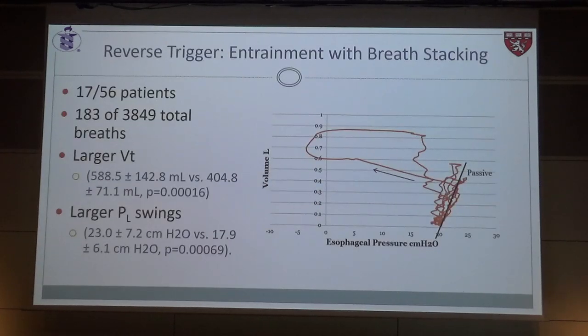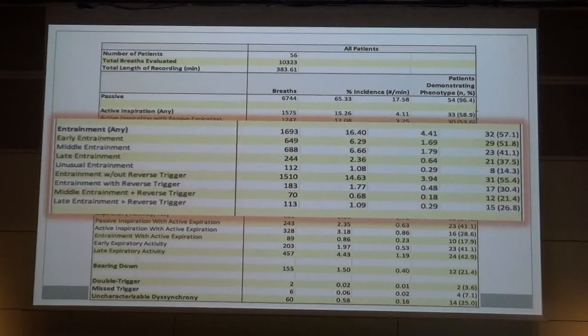Here's another example of it. This is just a little more standard patient, multiple passive breaths, and then a large breath. And this has been associated with large tidal volumes and transpulmonary pressure swings in our group. And just to show you, this is a very, very common form of activity. In fact, it's the most common form of spontaneous breathing activity in the cohort of patients that we're investigating.